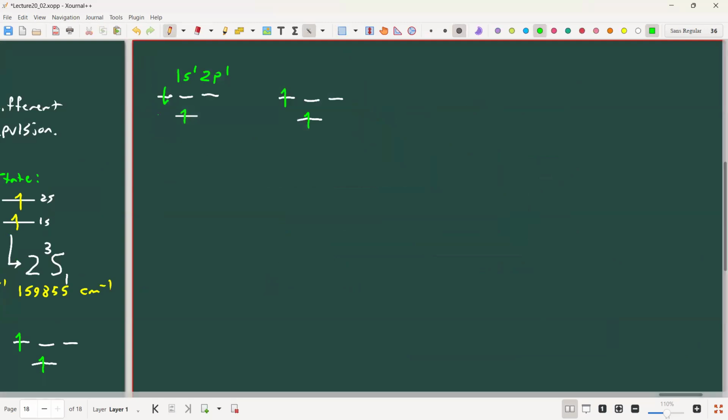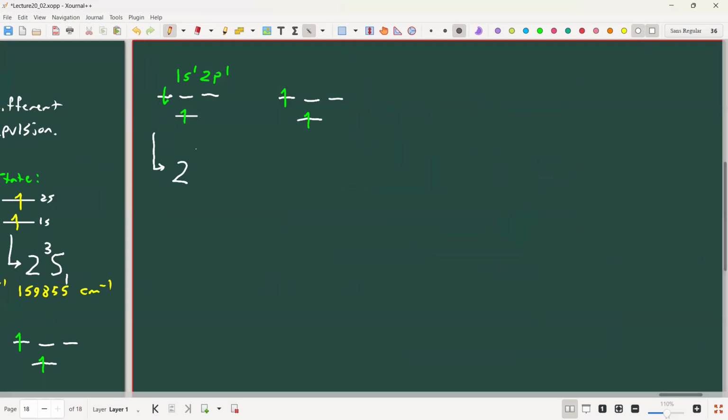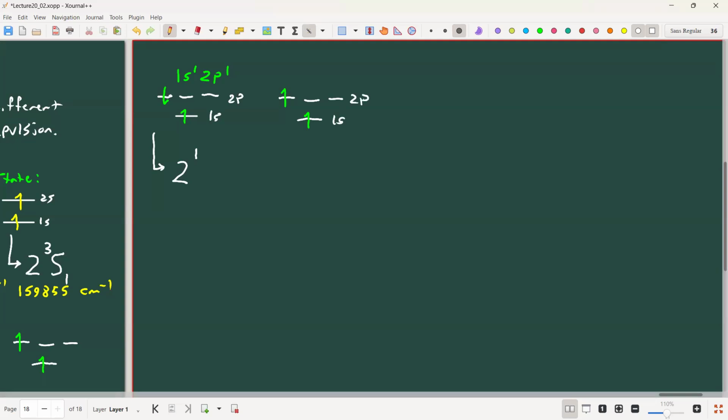So what would the energies of these be, or what would the calculations be? Let's look at this first one here. This is a singlet state. The total orbital angular momentum of this system, 1s and 2p, is 0 plus 1. So this is a p state.